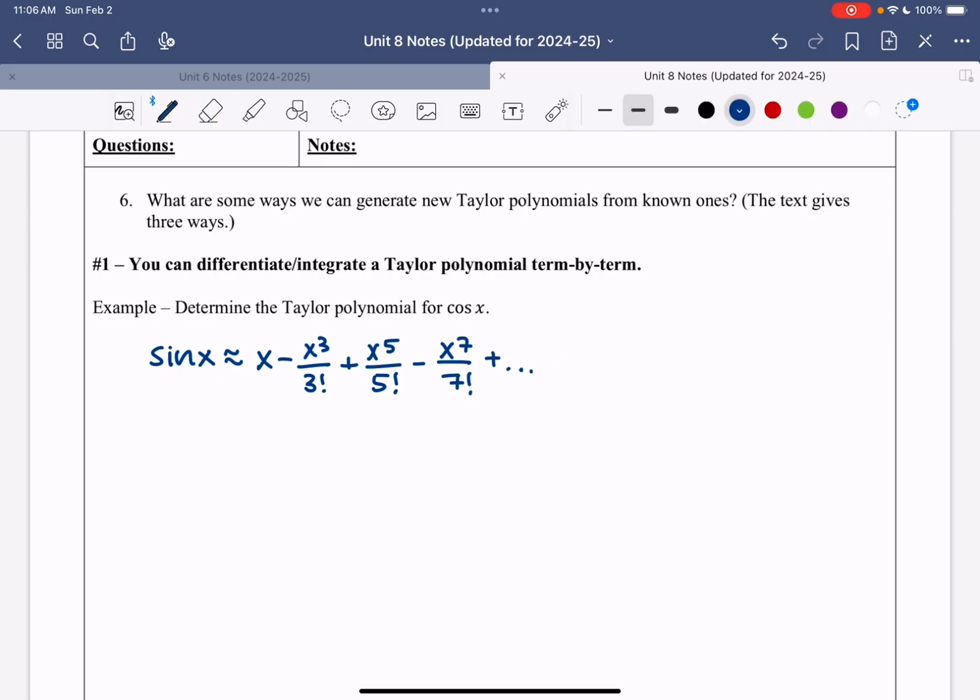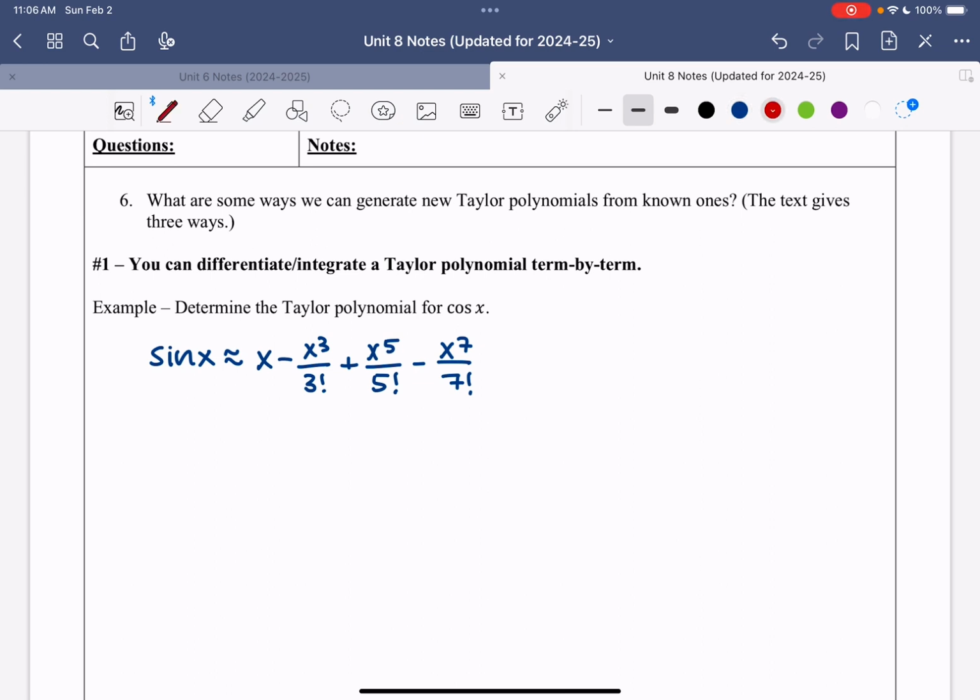Notice here that we're talking about a Taylor polynomial, so this dot dot dot that I have is actually something that I don't necessarily want to have, because a polynomial we know has a finite number of terms. A series is going to have an infinite number of terms. So let's just stop there, okay? So that's our Taylor polynomial approximation for sine x.